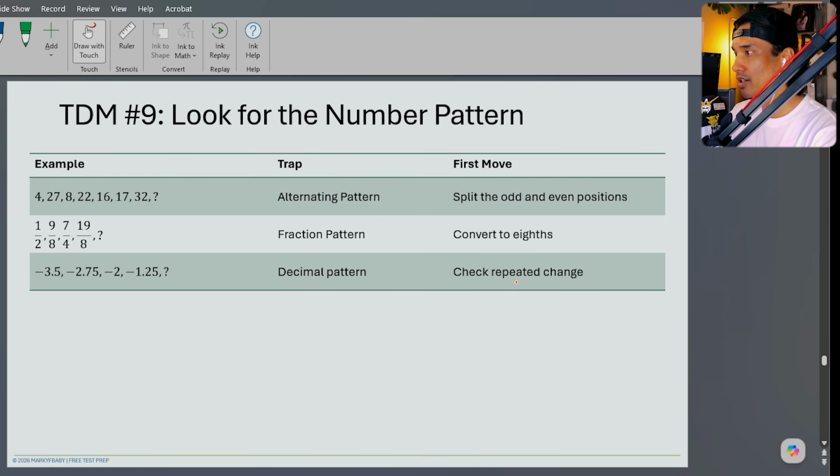Here, decimal pattern, check repeated change. I would go from here to here, and then from here to here, I get plus 0.75. From here to here, I get plus, again, 0.75. And then along the way, you find out it's 0.75, and just do it again to the last term, and there you will get your answer. Okay?